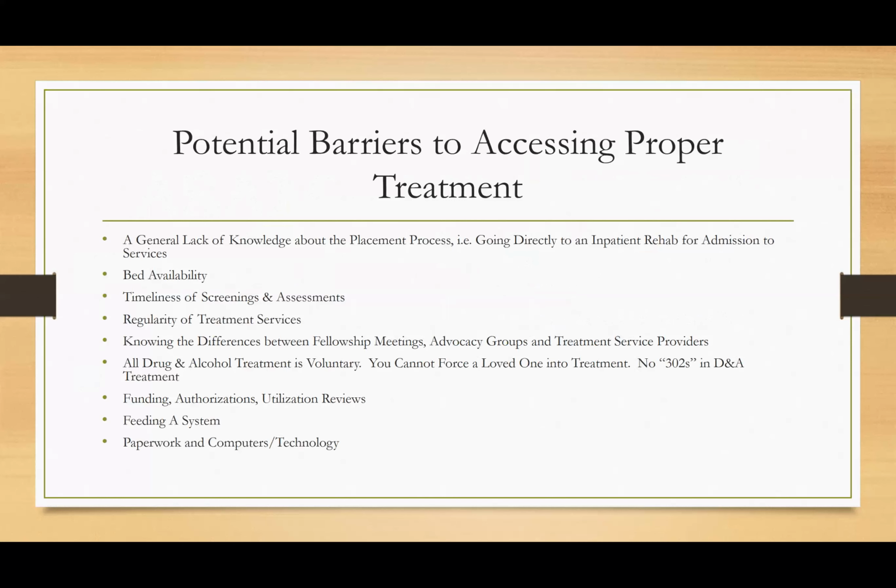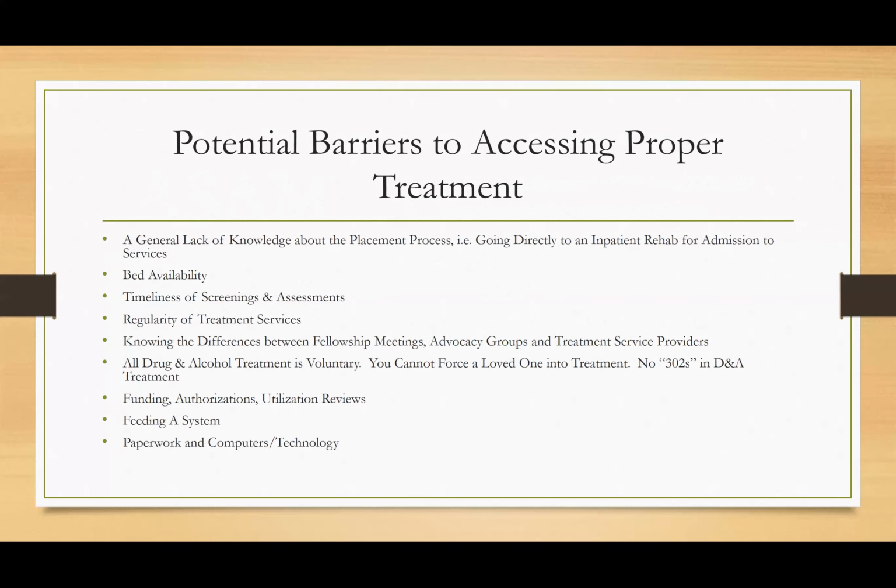What are some of the potential barriers of accessing proper treatment? One is a general lack of knowledge about the placement process, which our goal of today's session hopes to alleviate. Most people think they can just go directly to an inpatient rehab for admission and services, but are oftentimes met with an inability to do so. It is best to have a contracted drug and alcohol case management service complete a proper screening, assessment, and level of care ASAM before trying to enter an inpatient residential treatment facility.